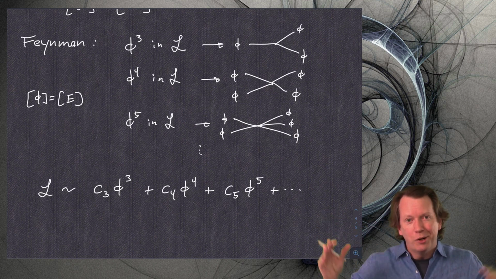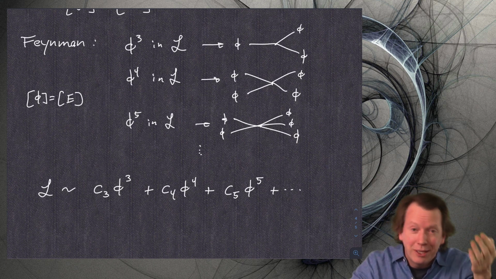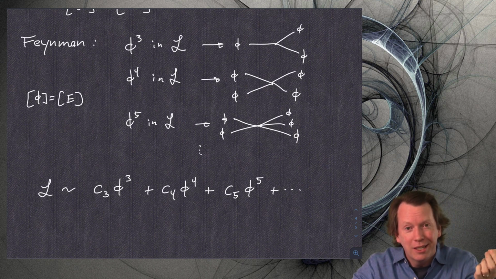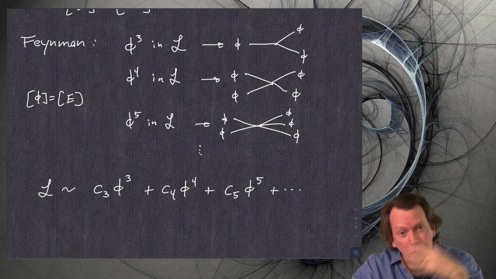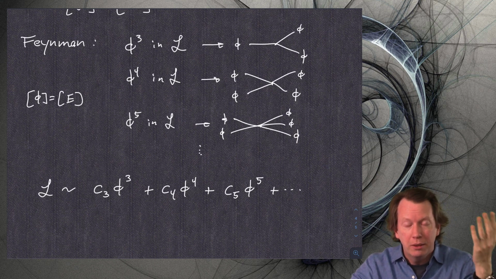Because you're sort of hiding a whole bunch of effects, and therefore you have a mess at the end of the day. Now that doesn't sound like progress, right? That sounds bad. By neglecting things at high energies, we've forced ourselves to include a whole bunch of terms in our effective Lagrangian. Why is that supposed to be good?